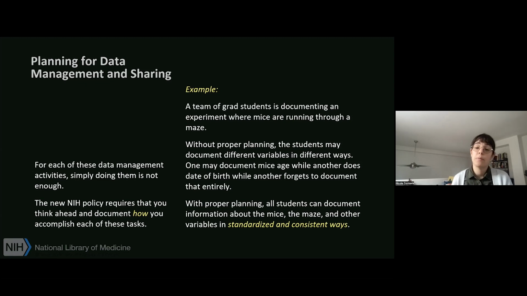So consider a team of graduate students working together to document an experiment where mice run through a maze. If they do not properly plan their work, the students may document different variables in different ways. One might document mice age while another documents date of birth. The one who documents date of birth may forget to document date of experiment. There's a lot of things that can go wrong when you don't plan ahead.